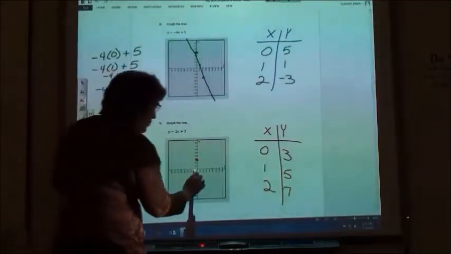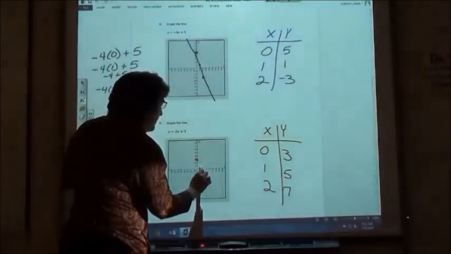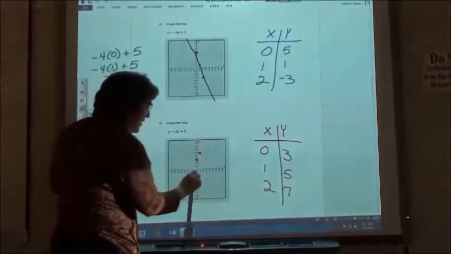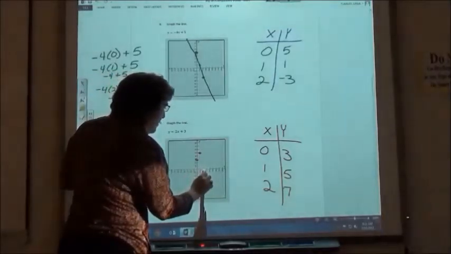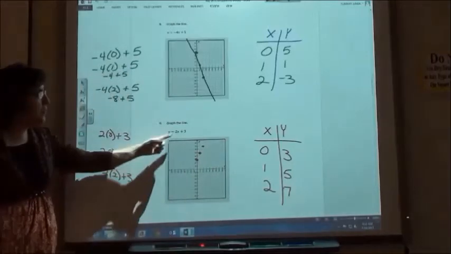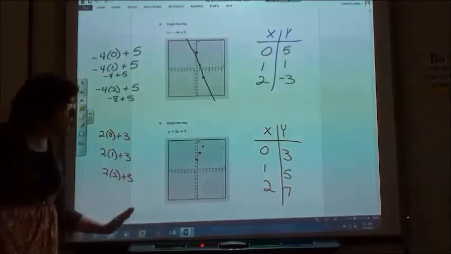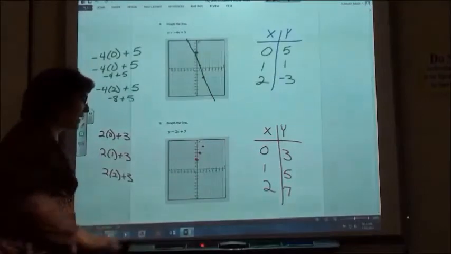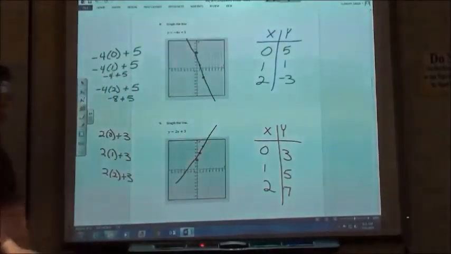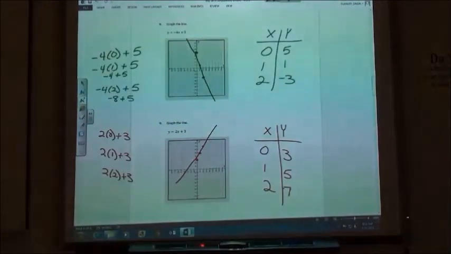Then you go over 1, up 5. And then over 2, up 7. And again, this one has a positive 2 slope, so I know that I'm going up as I connect my dots, and I am, as I go from left to right. It has a positive slope.